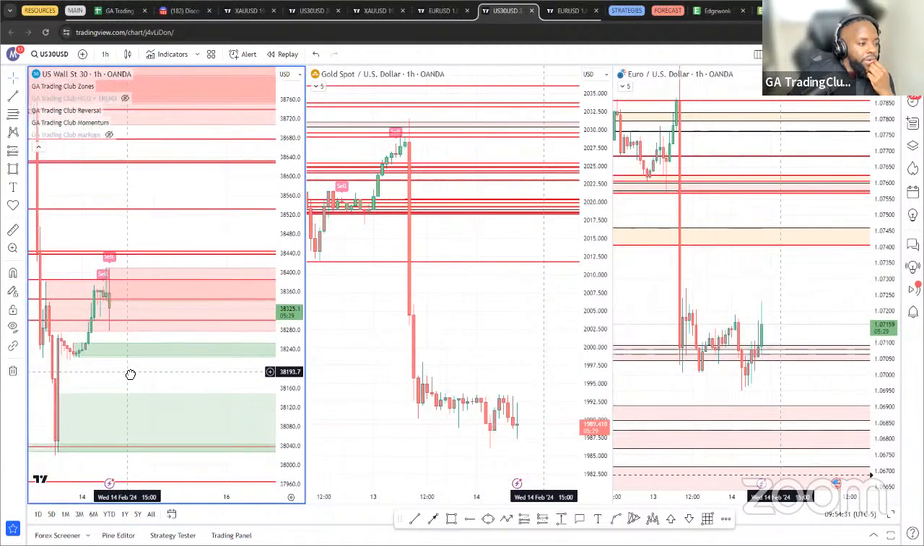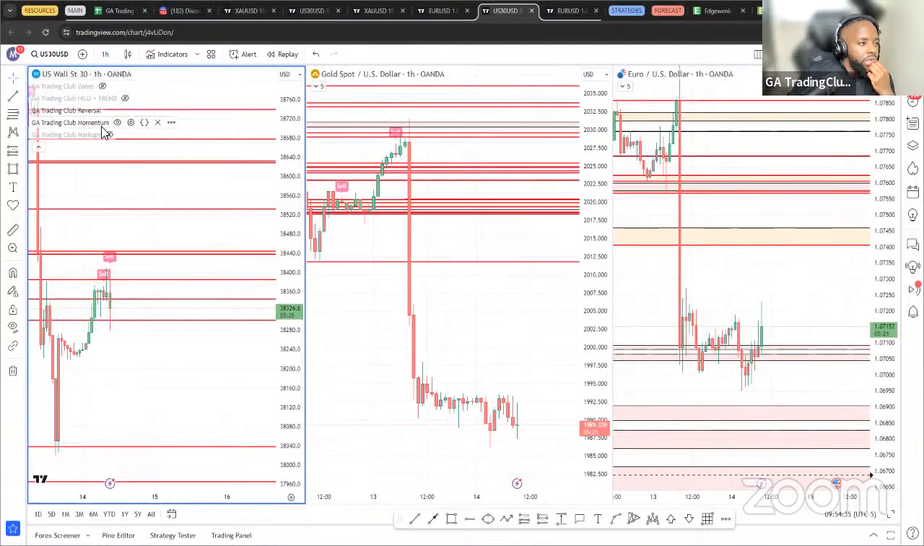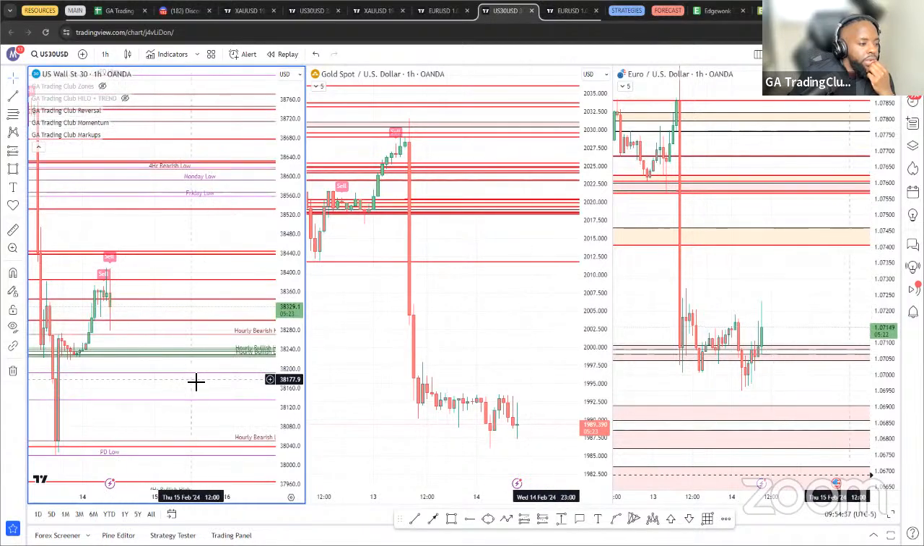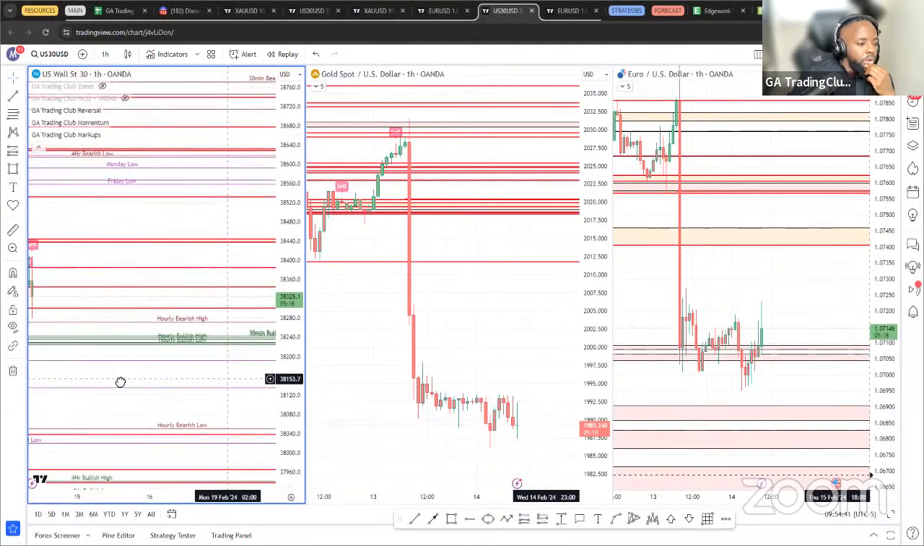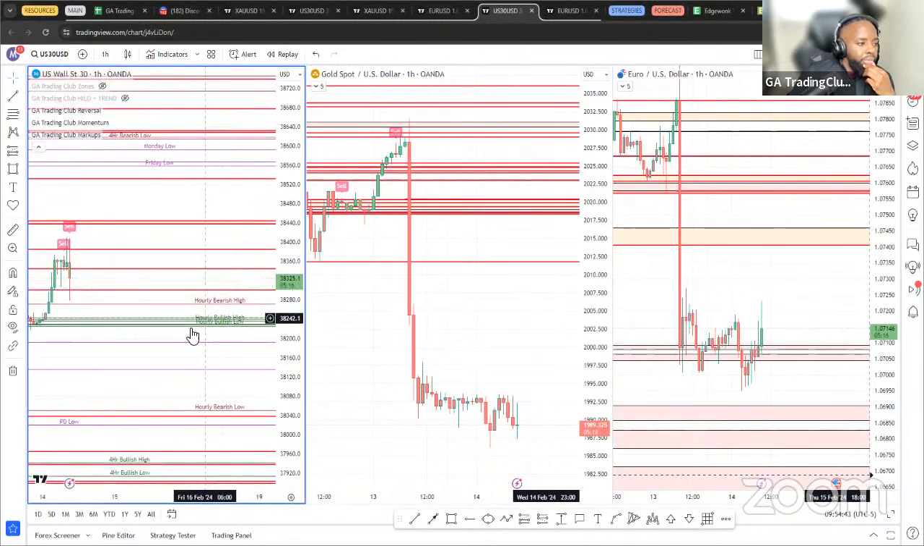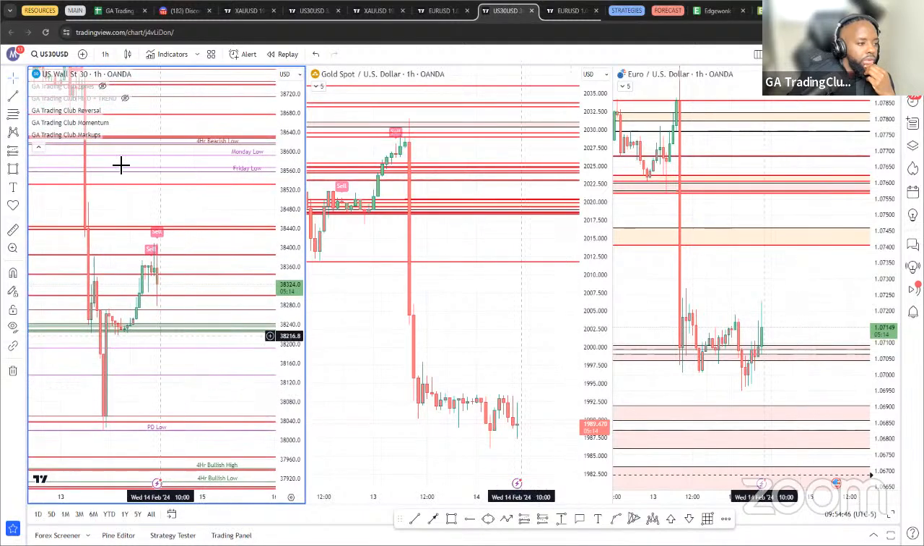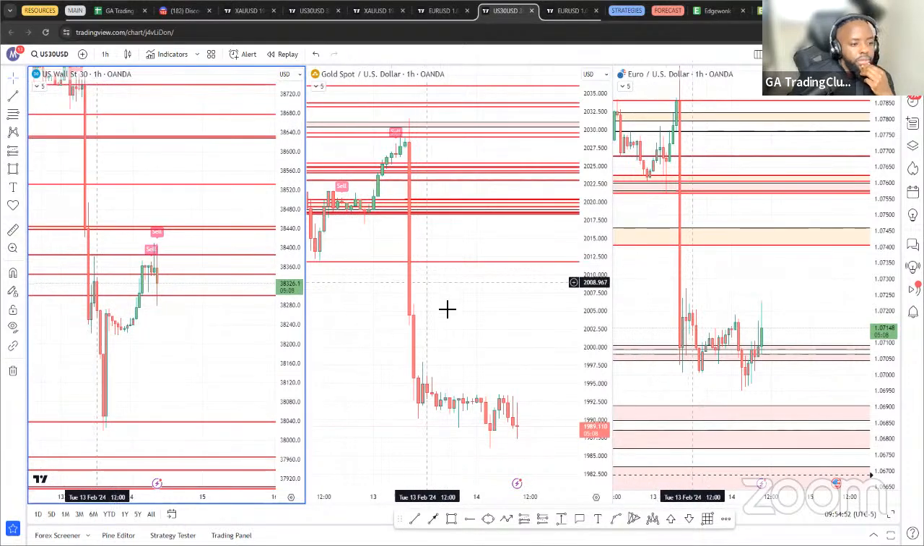On the higher time frame, we have some sellers sitting there. Markups. We do have hourly bullish high, hourly bullish low, but we also have an hourly bearish order block here. Markups.